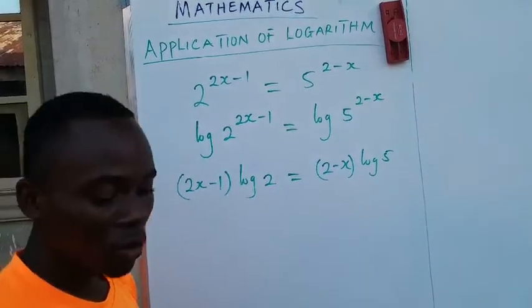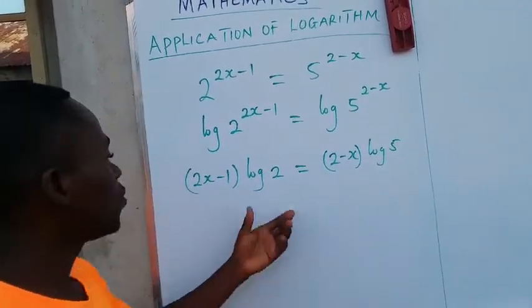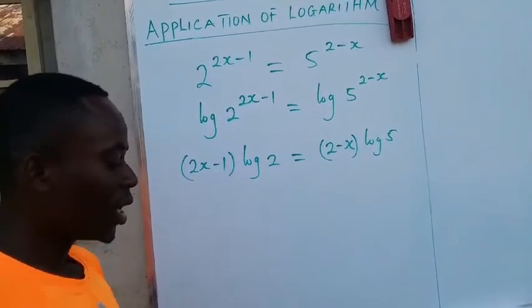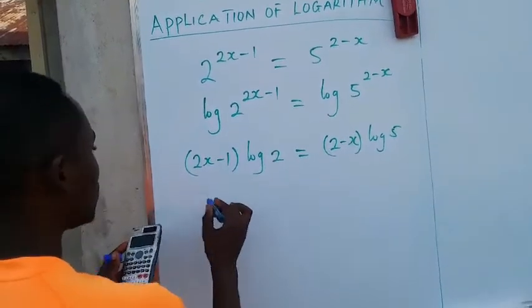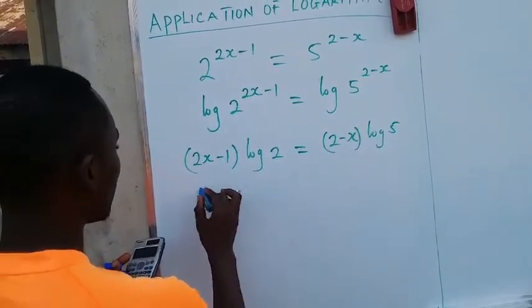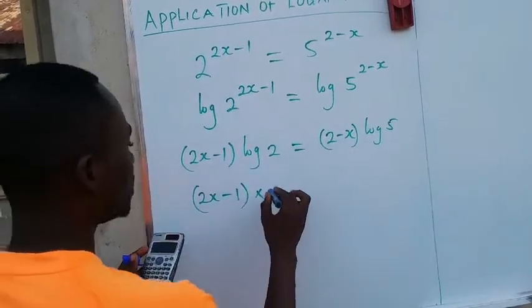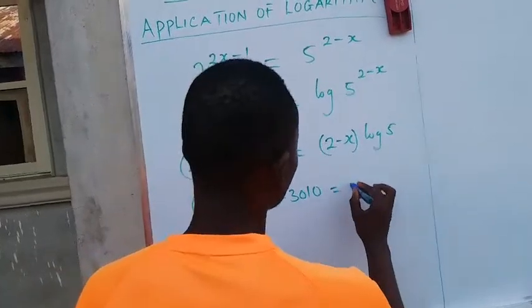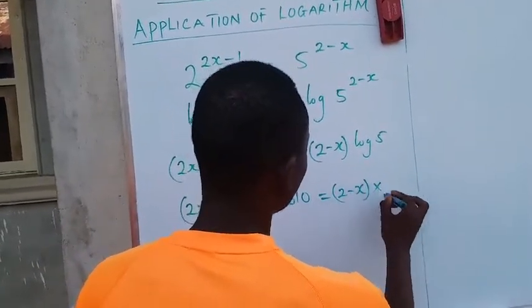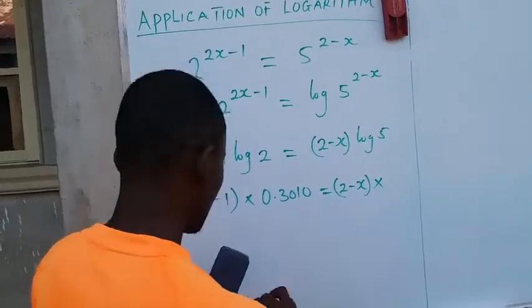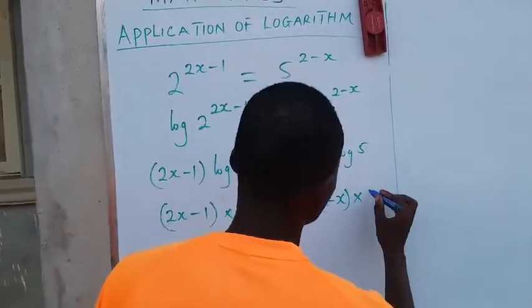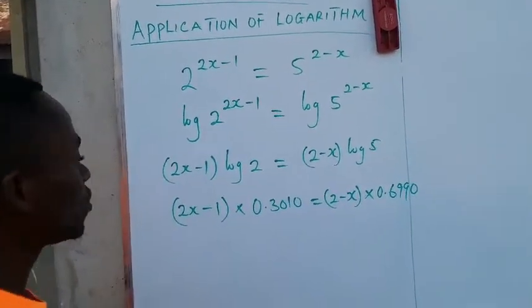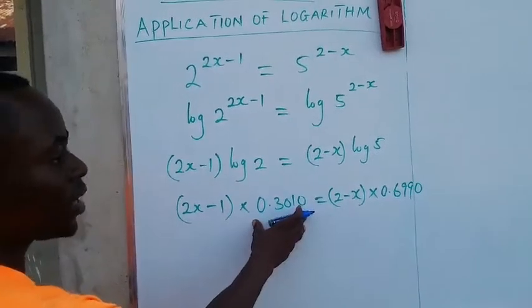So now we are going to quickly punch our calculator to get what logarithm of 2 is. So I'm going to quickly punch logarithm of 2, and on my calculator, we have 2x minus 1 multiplied by logarithm of 2 giving me 0.3010, which is equal to 2 minus x multiplied by logarithm of 5, giving me 0.6990. Good. So the next thing is to open this bracket with this value that is outside.